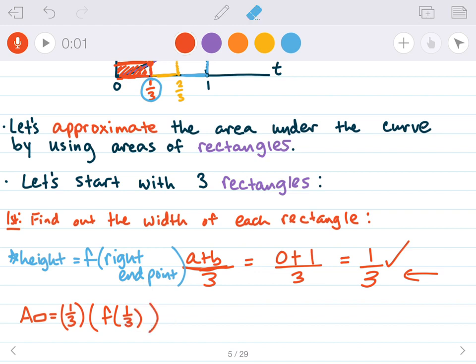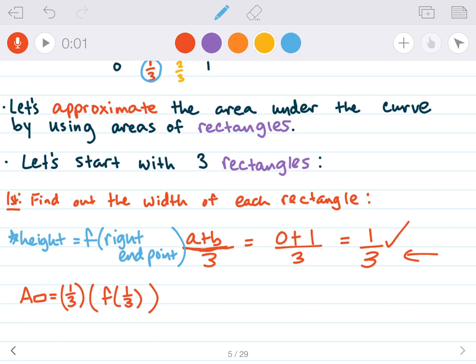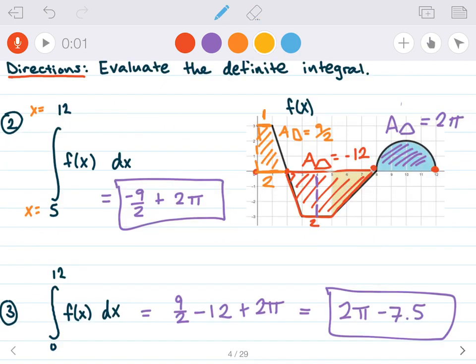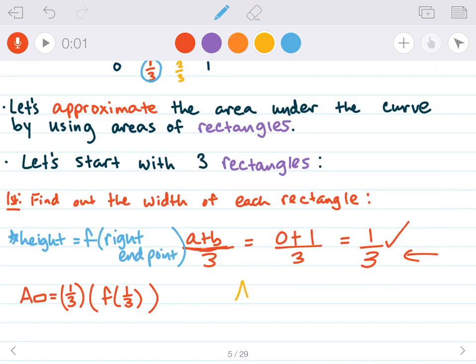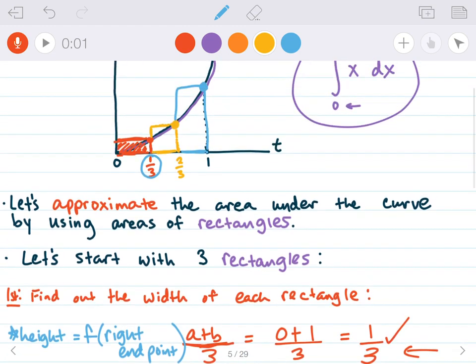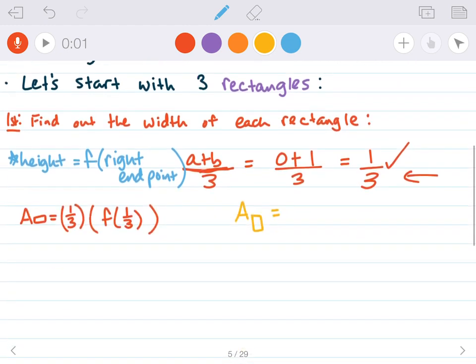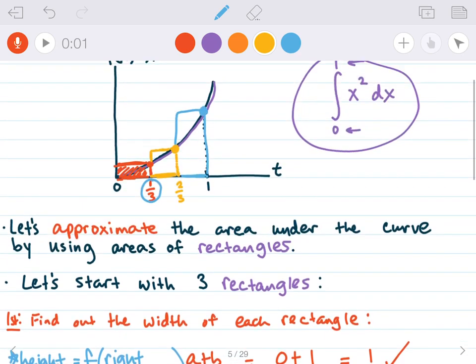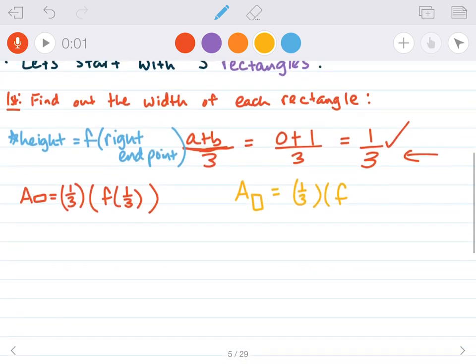Plus, now we need the area of the yellow rectangle. So again, the base of this yellow rectangle is still a third, right? But this time the height is going to be f of 2 over 3, because it's asking, what's the y value when x is 2 over 3? That's our height. So this is going to be f of 2 over 3.